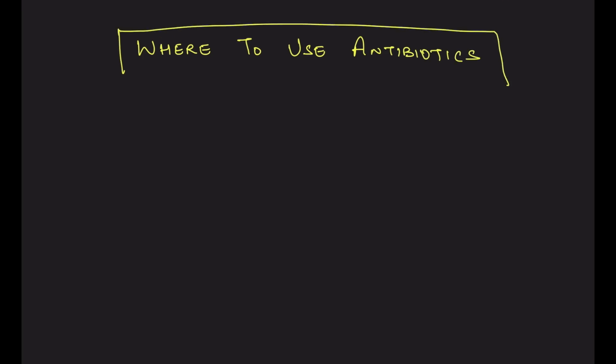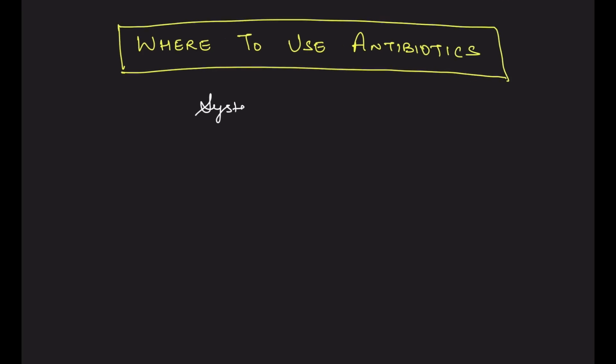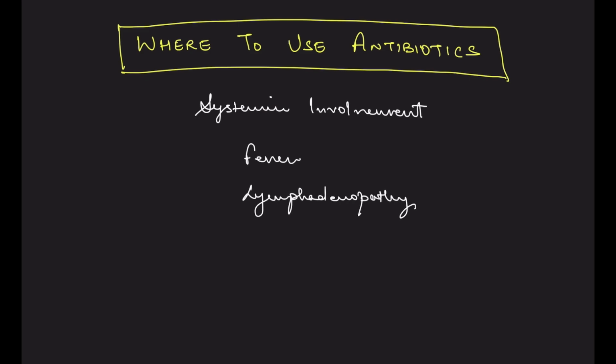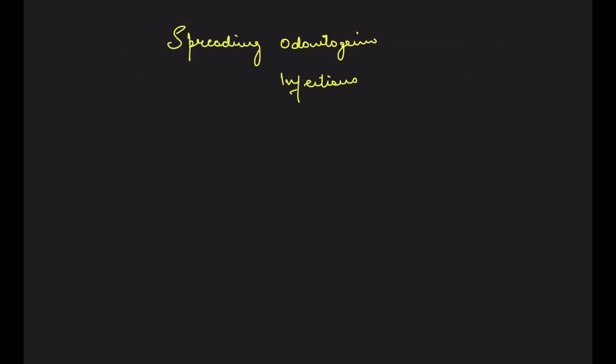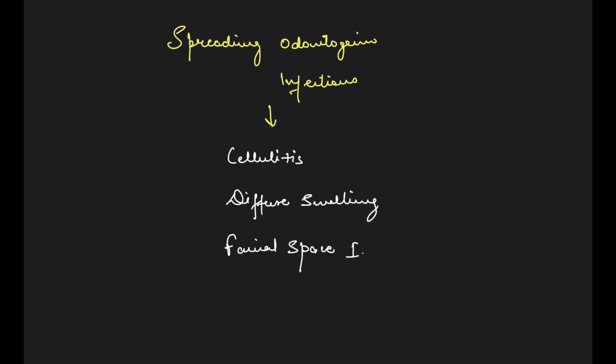Now, let's move on to where antibiotics are indicated. Whenever there are signs of systemic involvement, antibiotics are indicated. These include fever, regional lymphadenopathy, and trismus, which suggest that the infection is no longer confined locally. They are also indicated in cases of spreading odontogenic infections such as cellulitis, diffuse facial swelling, or facial space infections where there is a risk of further spread.